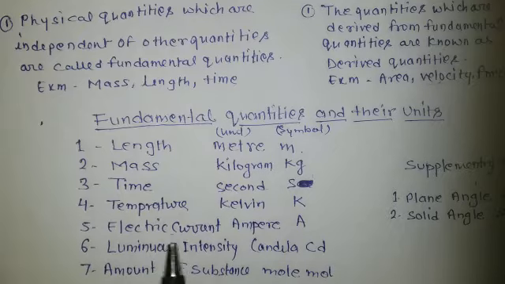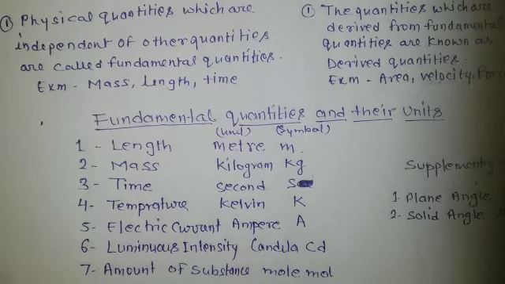Now the SI unit of electric current is ampere and it is denoted by A. Luminous intensity has the unit candela and its symbol is cd. Similarly, the amount of substance has the unit mole and it is represented by the symbol mol.